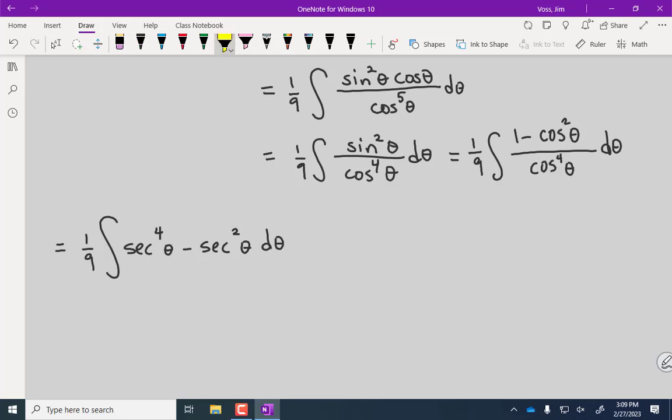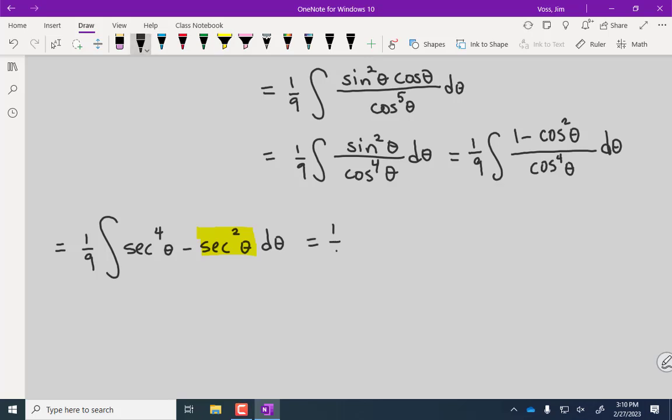One of these has an antiderivative. What's the antiderivative for secant squared? Tangent. This one we have to do some work on. So we have an even power. If you have an even power on secant, you pull 2 off and convert the leftovers. So let's keep on trucking.